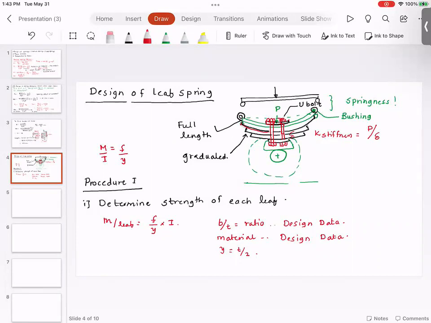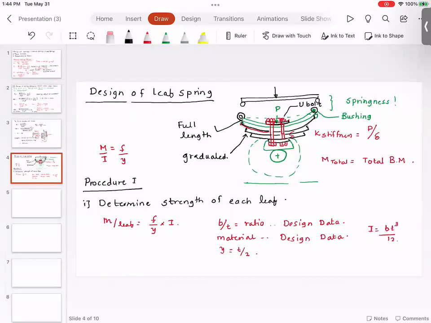Then for the leaf spring design, total M, which is M total, is a design parameter. M total, the amount of bending moment that the whole leaf spring needs to support, will be given to us. So total bending moment is given to us. I value, it's a rectangular cross section, is going to be BT cube by 12.